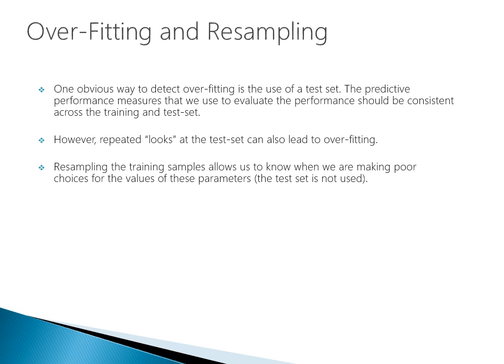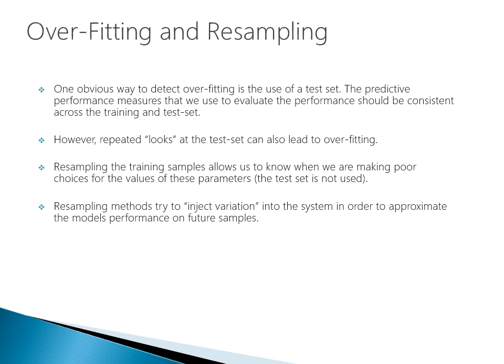Resampling the training samples allows us to know when we are making poor choices for the values of these parameters. So we're not going to use a test set for certain models. Instead, we're going to build our models off of the training data set, which contains 100% of the data. Resampling methods try to inject variation into a system in order to approximate the model's performance on future samples. We will walk through several types of resampling methods for training set samples.